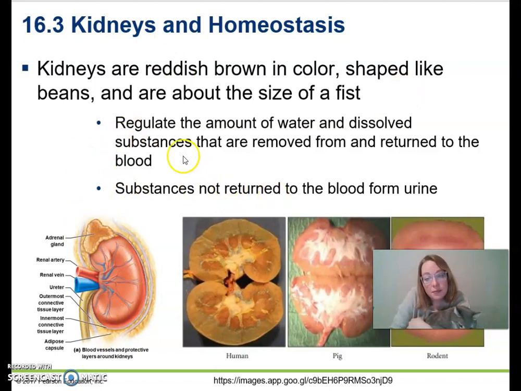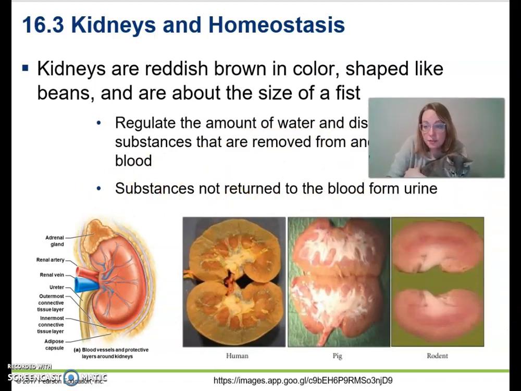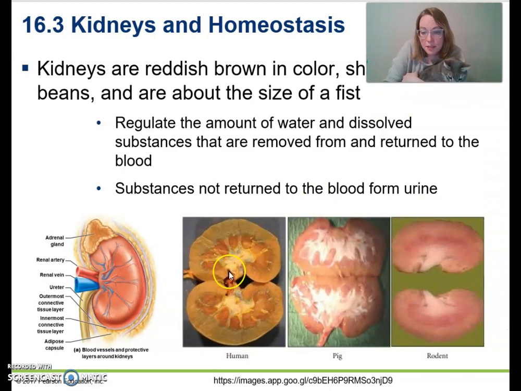And so, as we've said before, they regulate the amount of water and dissolved substances that are filtered in the blood, removed from the blood, returned to the blood, and things they don't return become urine. And so here, we've got a human kidney. There is pig kidneys. That's what we would dissect if we were in person. You'll notice a lot of fat in there. And then there's a rodent.